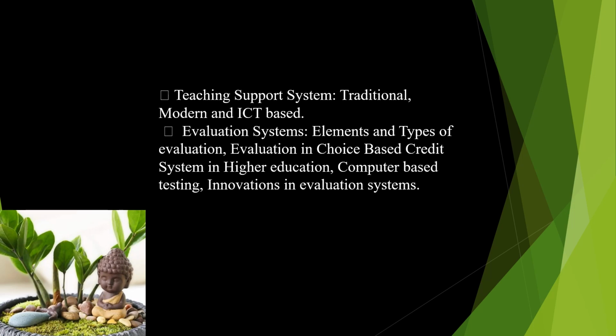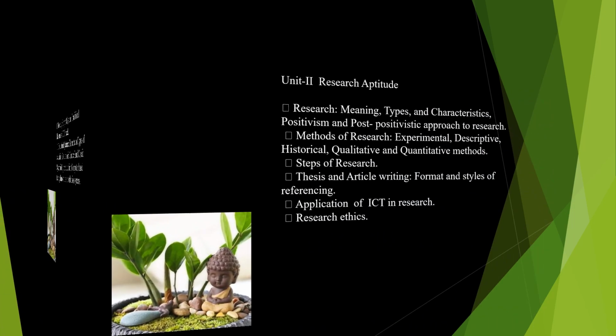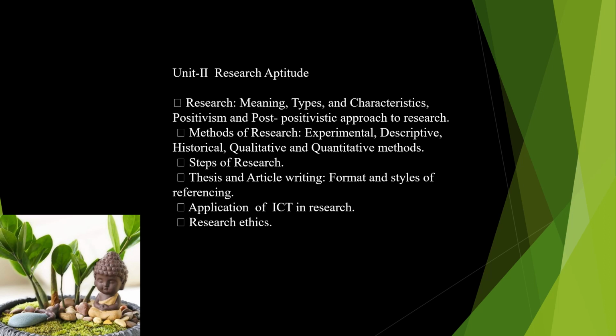Next to that comes research aptitude, that is unit 2. Here we know that NET students, after clearing the NET exam or JRF, mostly go on to do their PhDs. So they should have knowledge about research. Here, how to do research, what all is involved in research, and what a person has to know about it. We see what research is, the types of research, and the characteristics of research. All these things are discussed here.